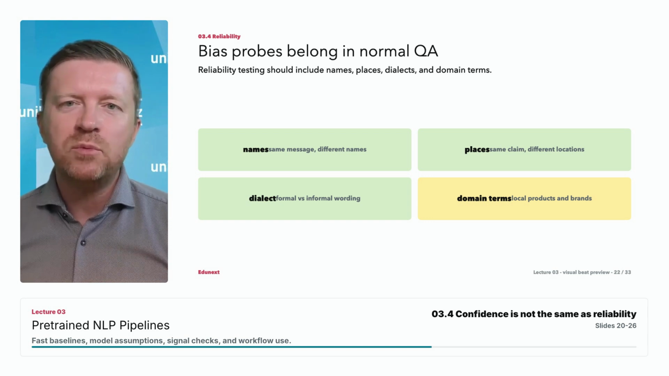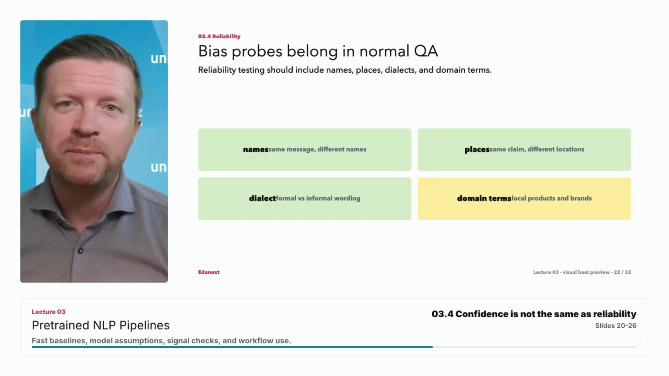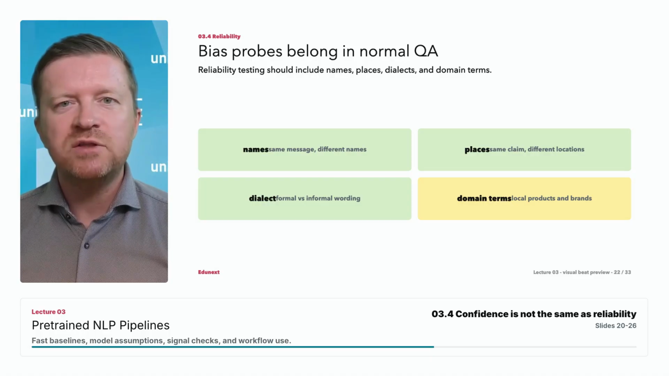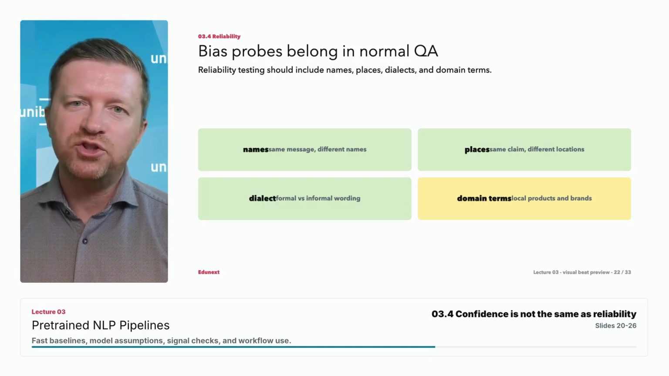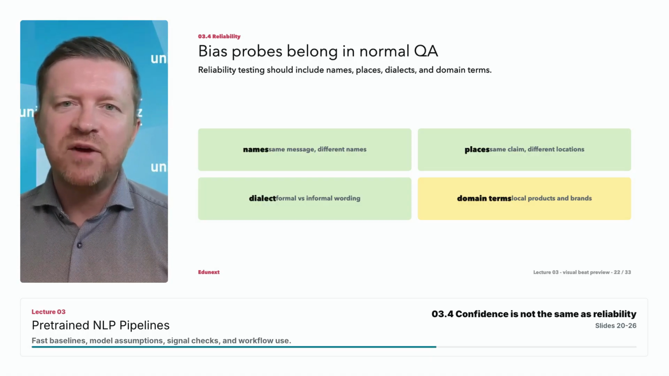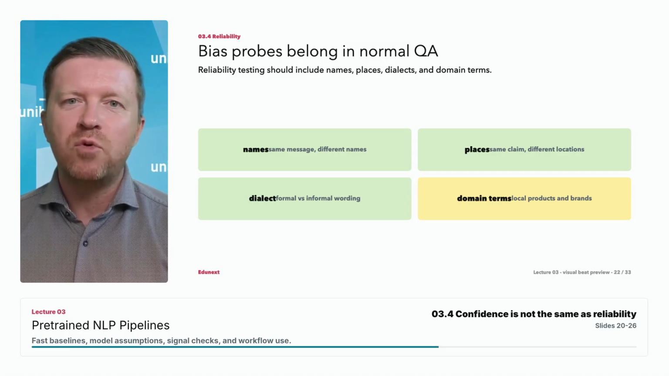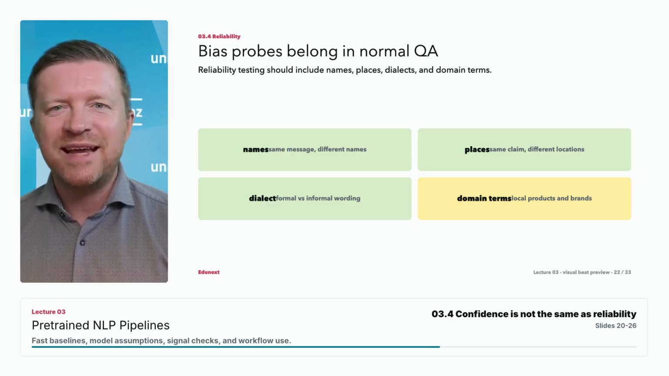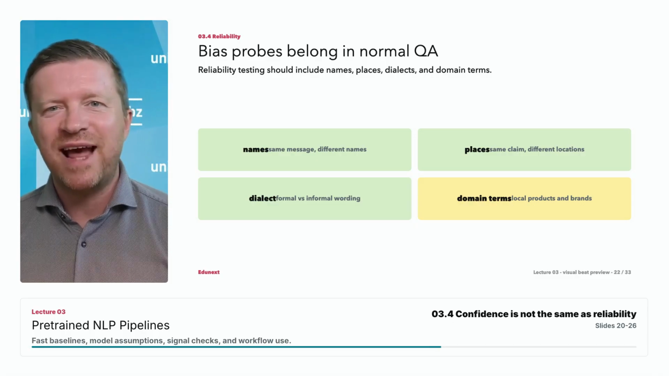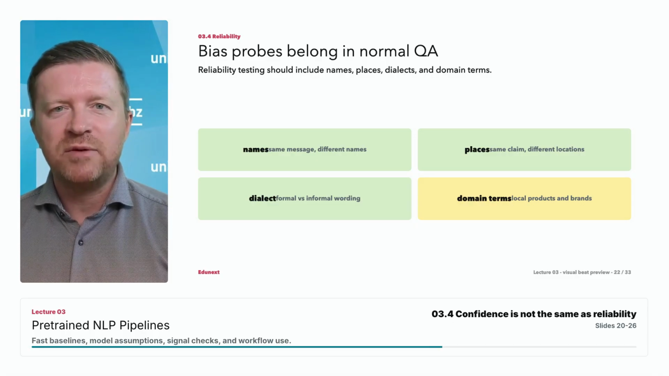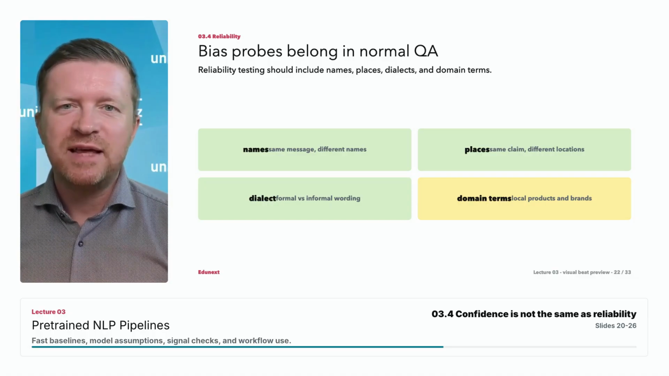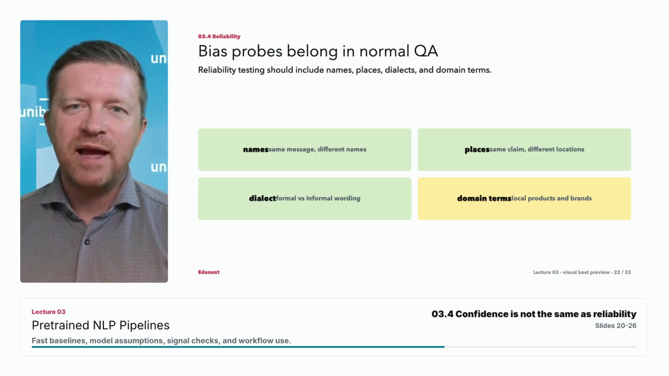Controlled pairs are useful because they make debugging visible. If you change 5 things at once, you may not know what caused the model to change. If you change one phrase, one name, one location, or one product term, you learn more. This is the same mindset as a small experiment in data analysis. Isolate the variable, observe the result, and decide whether the behavior makes sense.